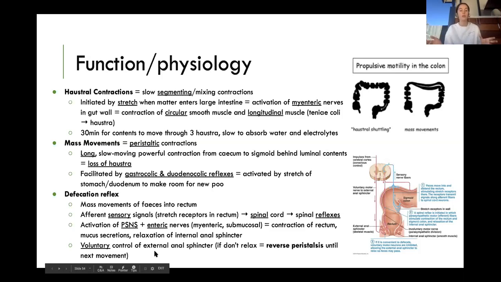So if you choose that you don't want to defecate, then you get reverse peristalsis. The poo goes back up further into your rectum until another mass movement, which restarts this process. And if you're at the right place and time, then you can relax your external sphincter. This is just a good diagram that shows the steps, but it's basically written here as well.